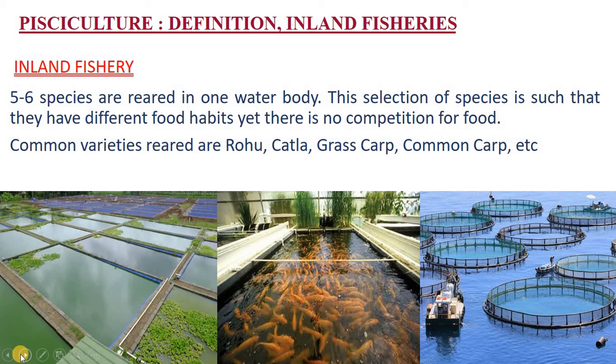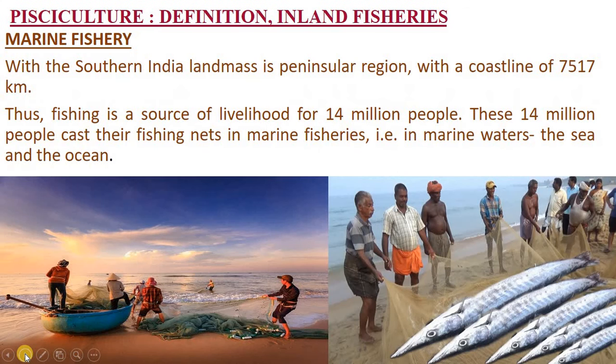In inland fisheries, five to six species are reared in one water body. The selection of fish is based on different food habits so that there is no competition over food. Common varieties are rohu, katla, carps and common carps. So there is another, fourth variety. We talk about the inland fisheries only: the riverine fisheries, the lacustrine fisheries and the estuarine fisheries, three parts, and then marine fisheries.